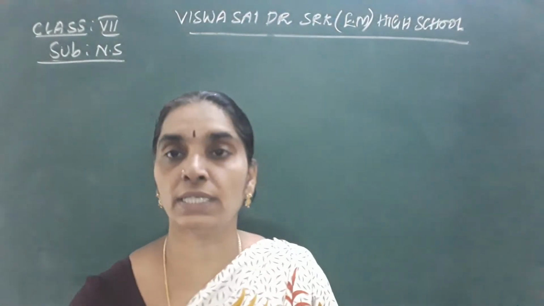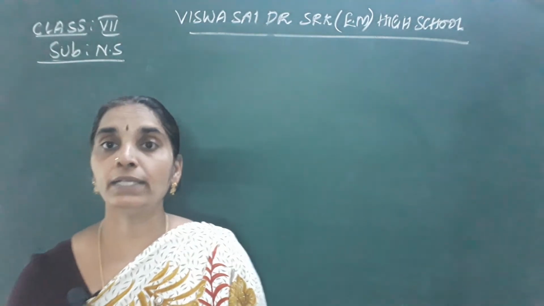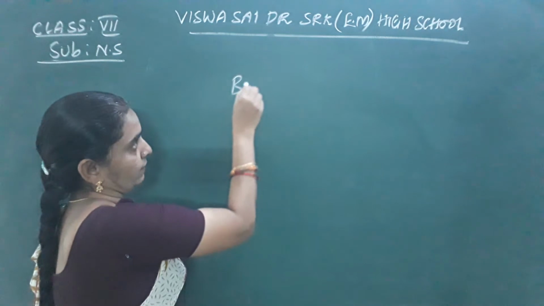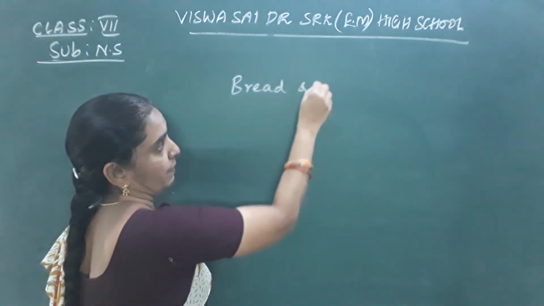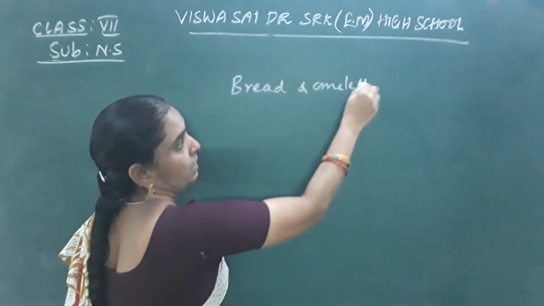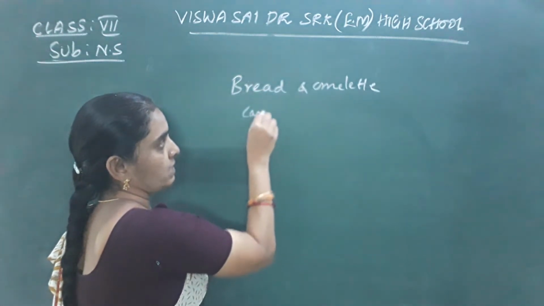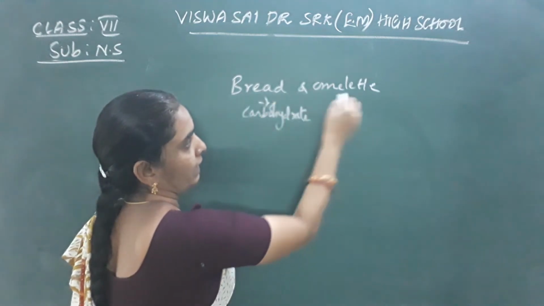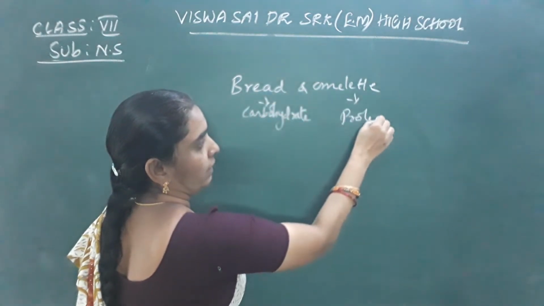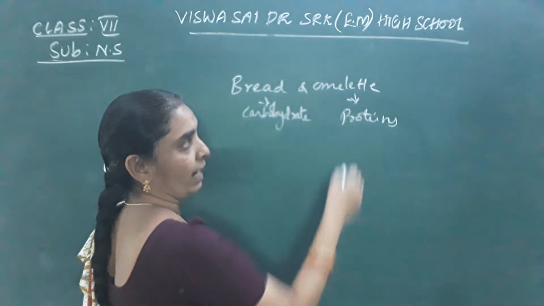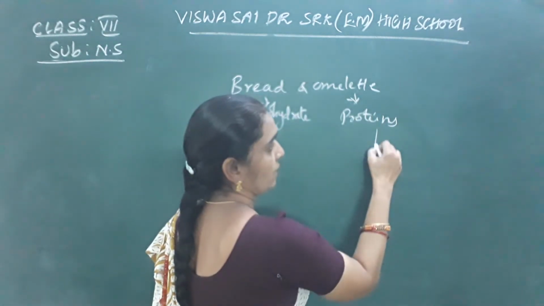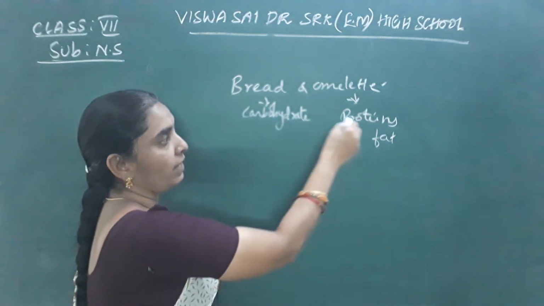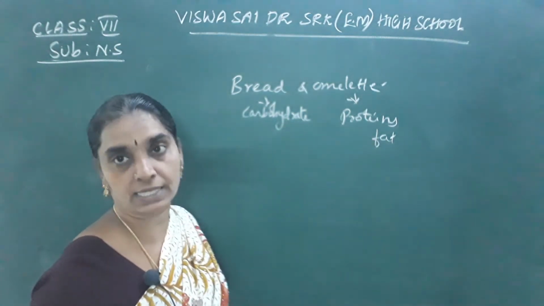Now, the second question, children. Manjula eats bread and omelette daily. Is it a balanced diet? Bread contains carbohydrates, and omelette is made of egg, isn't it? So it contains proteins. And in the preparation of omelette, a little fat is added to it. So you have only carbohydrates, proteins and fats in this diet.